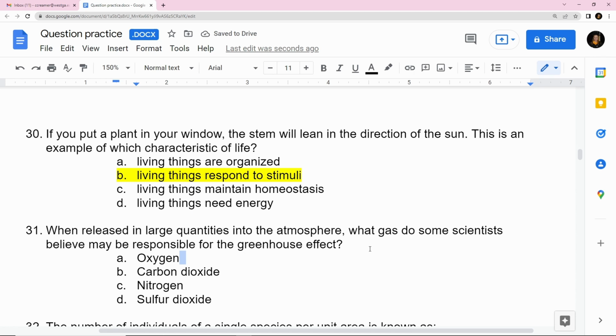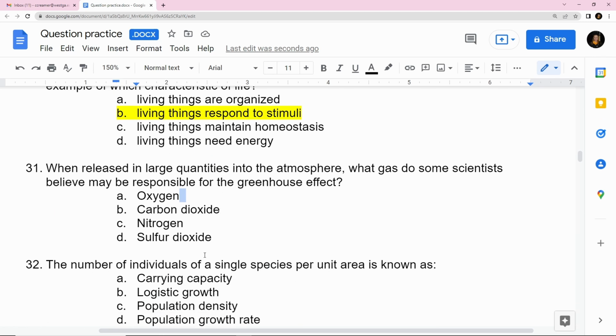When released in large quantities into the atmosphere, what gas do some scientists believe may be responsible for the greenhouse effect? Oxygen, carbon dioxide, nitrogen, or sulfur dioxide? If you said carbon dioxide, you would be correct.